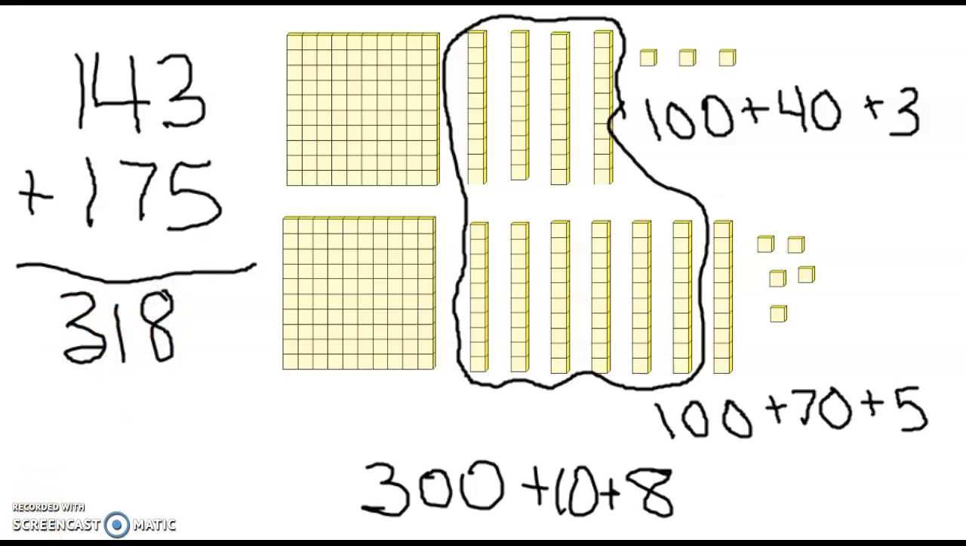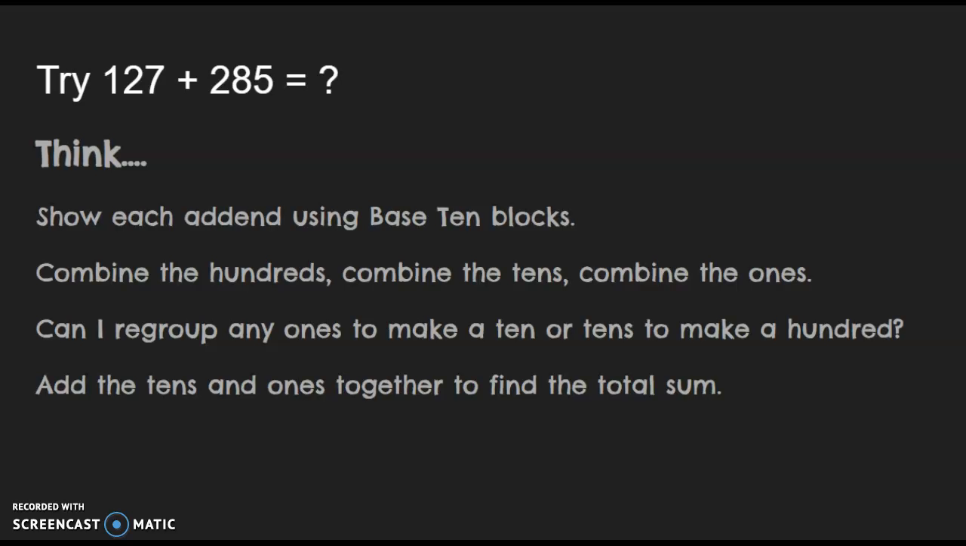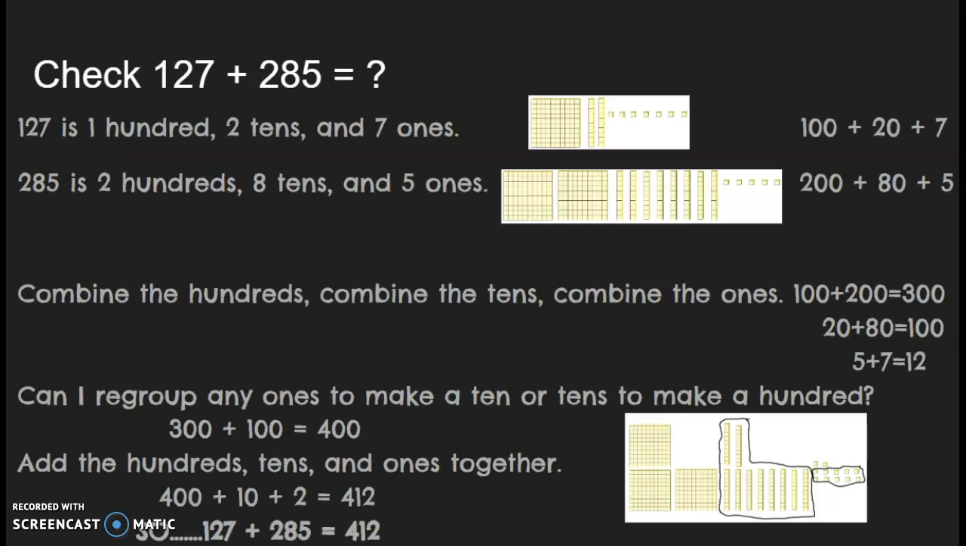Wow. Now you give it a try with some big numbers. Grab your tools. Try this team, 127 plus 285. If you need the questions to help, use them. Pause the video here and solve. This slide, check your work. Pause the video again. Did you make any trades?